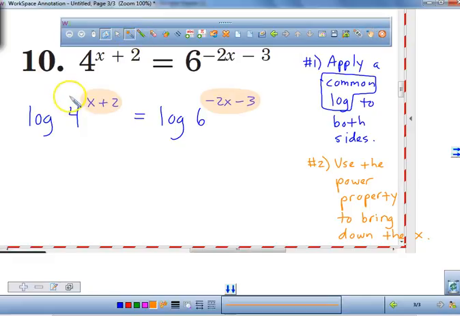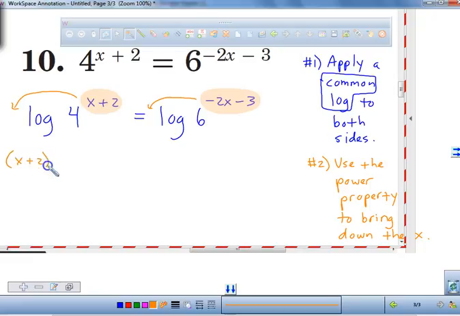So we're going to take the power property and use it. We're going to bring that down in front, and we're going to bring this down in front. And this is what it's going to look like. I'm going to put open parentheses, x plus 2, then times log of 4 equals parentheses negative 2x minus 3 times the log of 6. So I used the power property to take whatever is up here in the exponent area and bring it down in front on both sides.